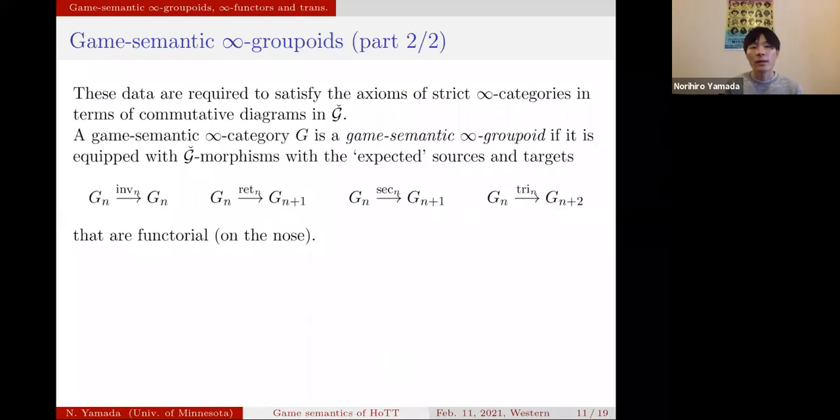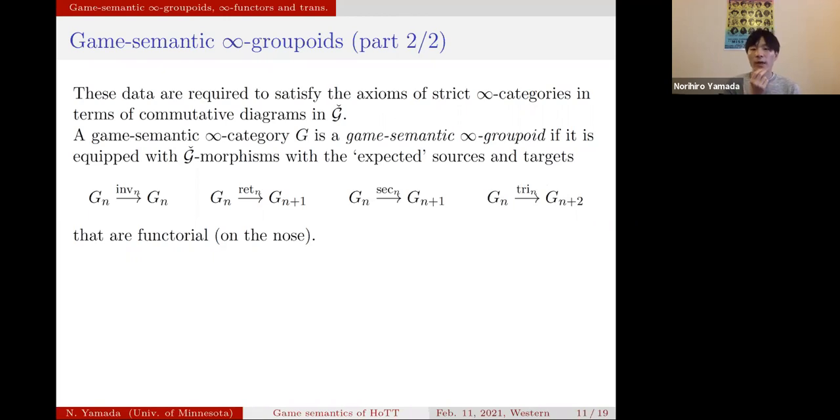And moreover, a game semantic infinity category Z is a game semantic infinity groupoid if it is equipped with the following four morphisms in G-check with the expected sources and targets, and also their functoriality on the nodes. And I will explain shortly what expected means here. But the intuition here is that this morphism is an inversing operation. And this is a witness of retraction. And this is a witness of section. And this is some triangle-equality-like coherence between retraction and section.